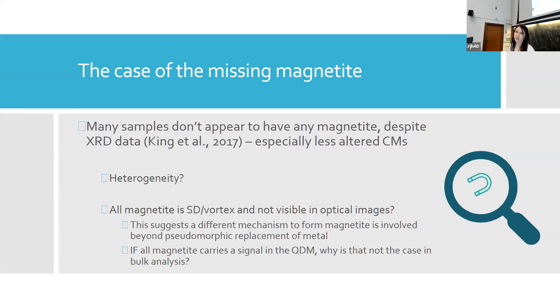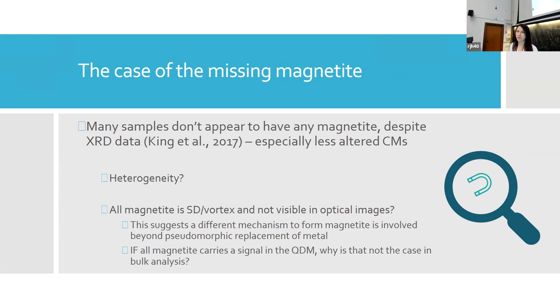One thing that I noticed is the magnetite isn't really very visible. Many meteorites didn't seem to have it at all. Which is strange, because from XRD data, which is a bulk technique, we know that there is at least 2 volume percent magnetite in every single meteorite. So whilst I can't rule out heterogeneity, i.e. all of these meteorites have breccia, so it's not impossible that the sample that I got just doesn't contain magnetite, I suppose. It's always possible, it's always a caveat.